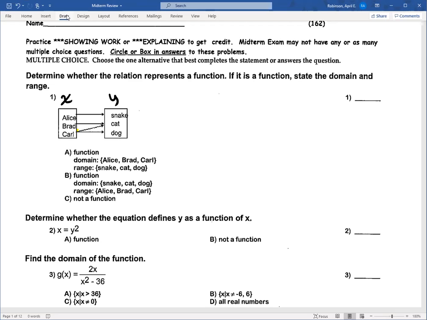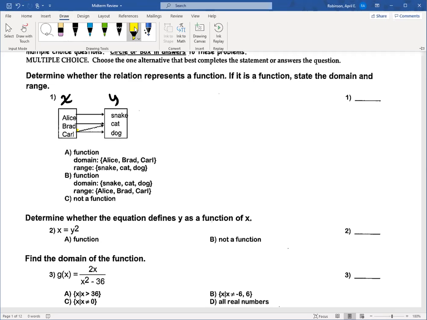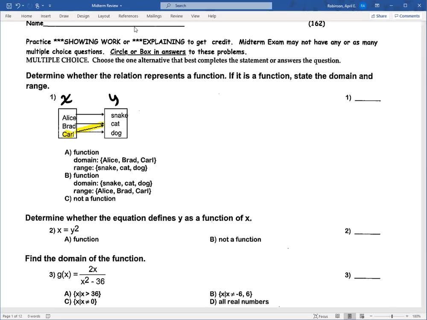However, when I'm looking at this, I can see that Carl here maps to 2 different things in my range, which means this is not a function. Remember, every X can only go to 1 and only 1 Y. But I could have Alice, Brad, and Carl all going to, let's say, cat.